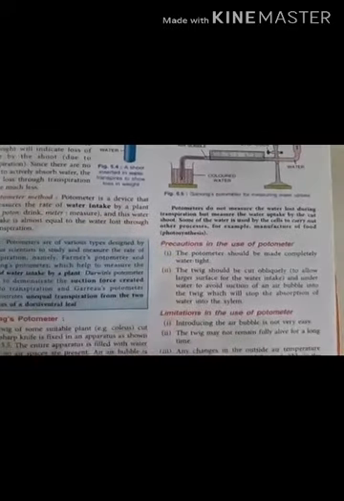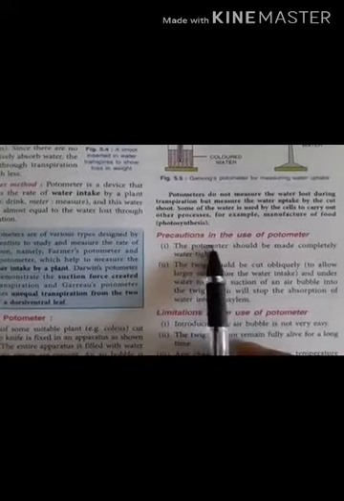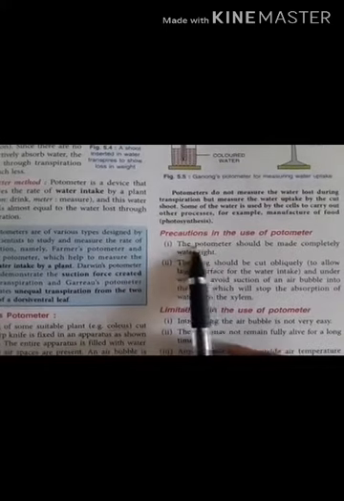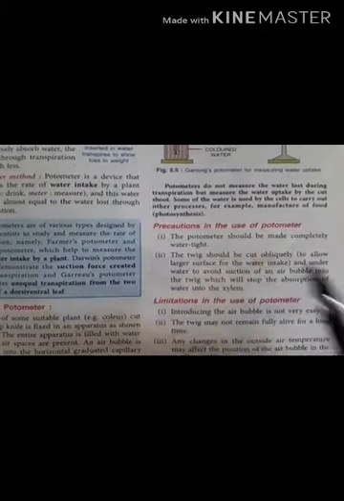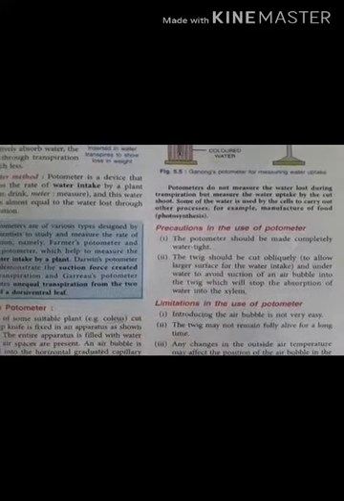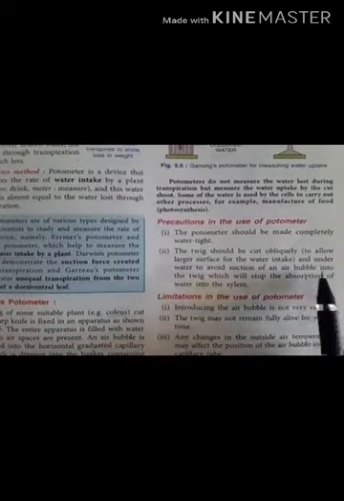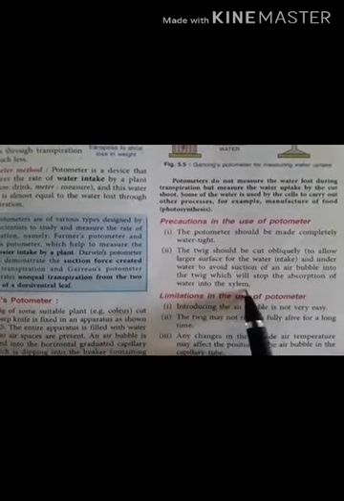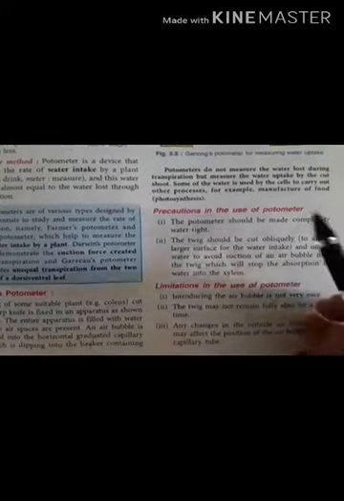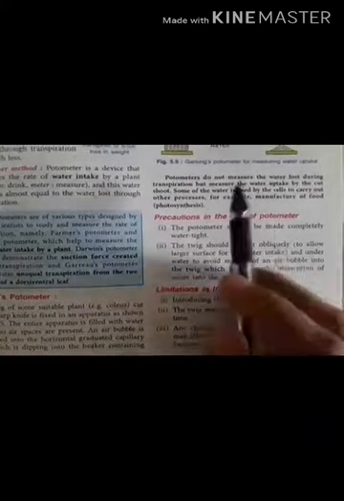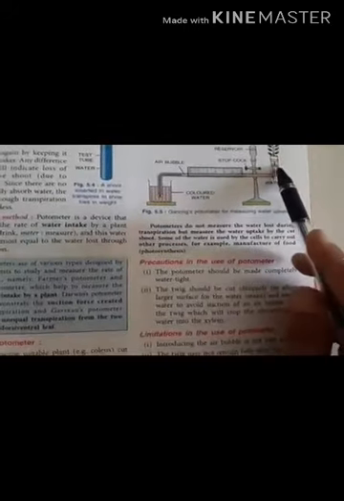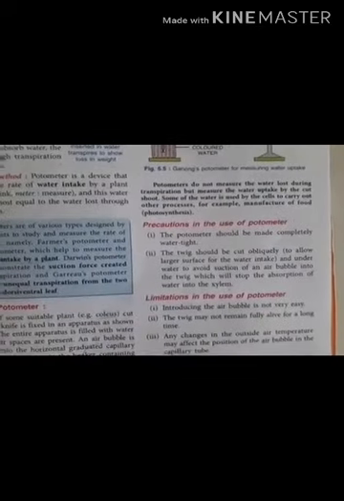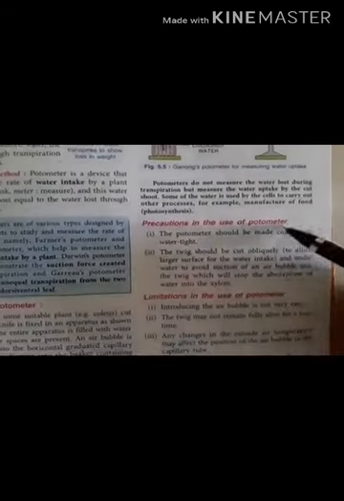Now there are precautions in using the potometer. First of all, as I told you, the potometer should be completely watertight. Then the twig should be cut obliquely, so as to allow a large surface of water intake and to avoid the suction of air bubbles into the twig, which would stop the absorption of water into the xylem. So why are we taking it oblique? So that more water is taken in, as well as to avoid the suction. If any air bubble gets over here, it will stop the process of absorption of water through the xylem. So these are the two precautions.